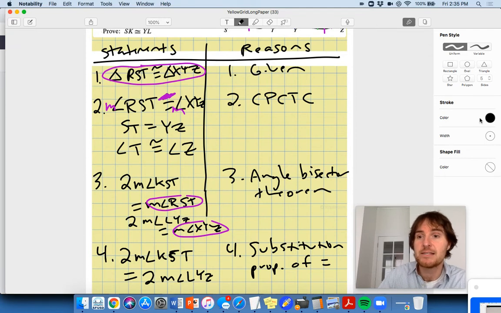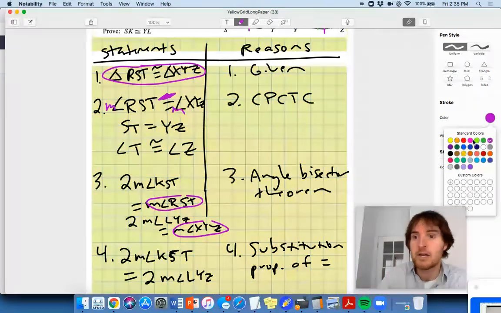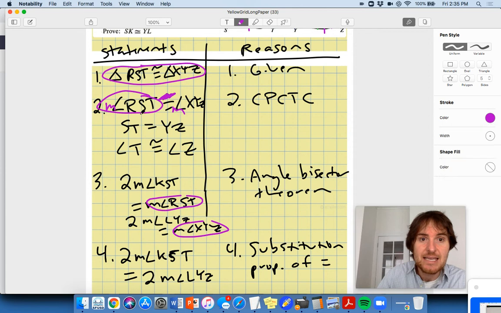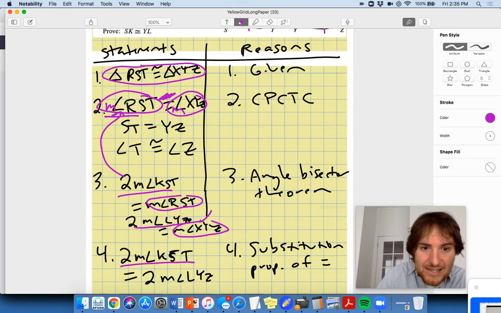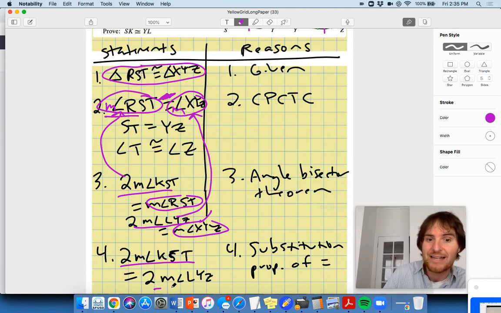Okay? Because this here, we see the same things. This here, our measure of angle RST equals measure of angle XYZ. We got that from CPCTC a couple steps ago. And so what can we do when 2 times the measure of angle KST equals this? We can replace this. We can take this and put it in right there, which I did down here. We can take this, which equals the measure of angle XYZ, and we can replace this up here, which is what I did right here.